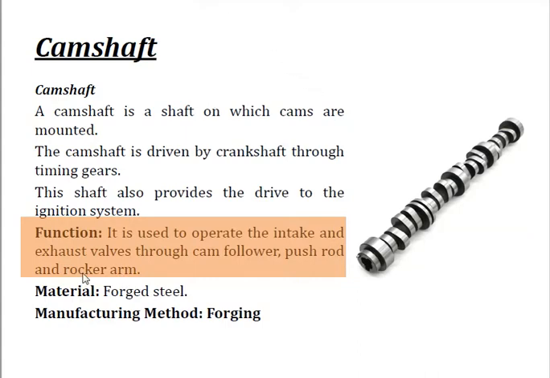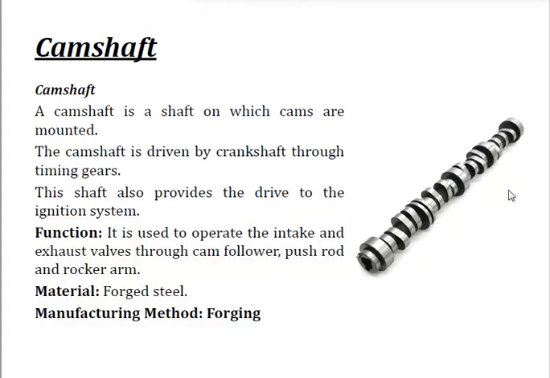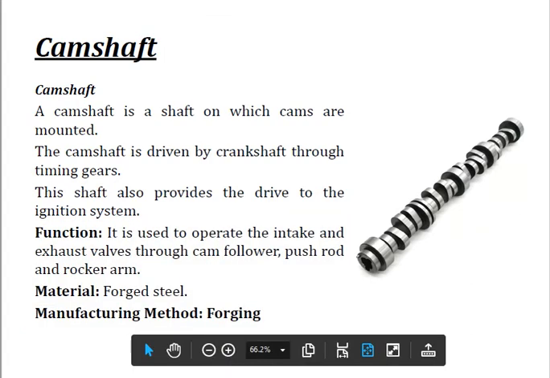Now speaking about the material used to produce it, it is forged steel. Forged steel is used to produce the camshaft, and the manufacturing method is forging. Forging is the method used to produce the camshaft.